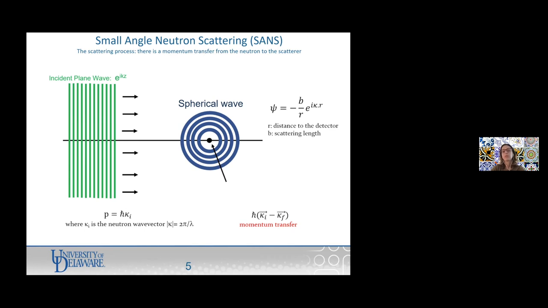And again, we're not limited to solutions. I keep giving this example of solutions, but we are not limited to solutions. Neutrons are very penetrating matter. So we can look at dilute solutions, but we can also look at concentrated solutions, and we can look at a powder, we can look at a solid. So there's a broad range of applications there.